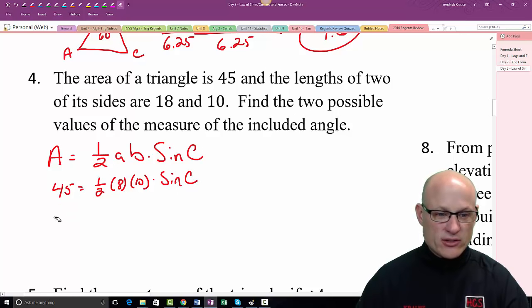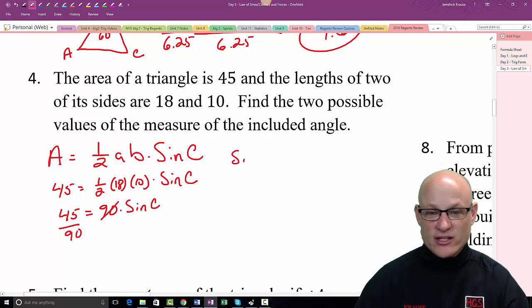Oh, it's 18. Thank goodness, because this was just not about to work. This is 18. So half of 18 is 9. 9 times 10 is 90. So I end up with 45 equals 90 times the sine of c. Divide by 90, and I get the sine of c equals 45 over 90.